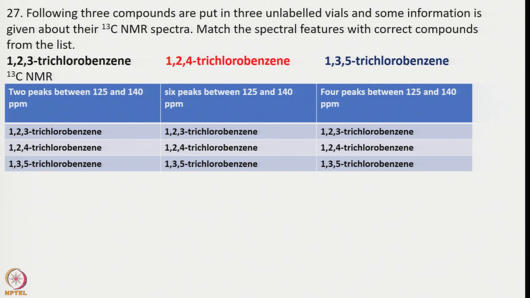The following 3 compounds are put in 3 unlabeled vials, and some information is given about their 13C NMR spectra. Match the spectral features with the corresponding compound from the list. So what are those compounds provided? 1,2,3-trichlorobenzene, 1,2,4-trichlorobenzene, and 1,3,5-trichlorobenzene. All are trichlorobenzenes, but the positions of the chlorine atoms are different.